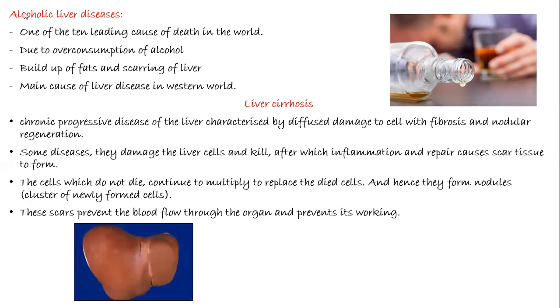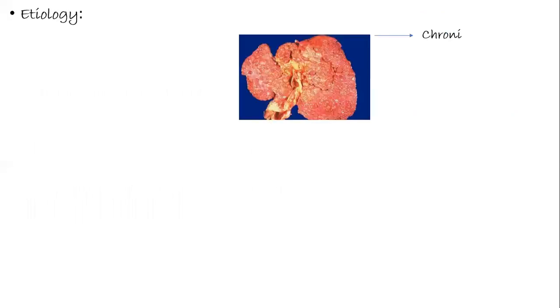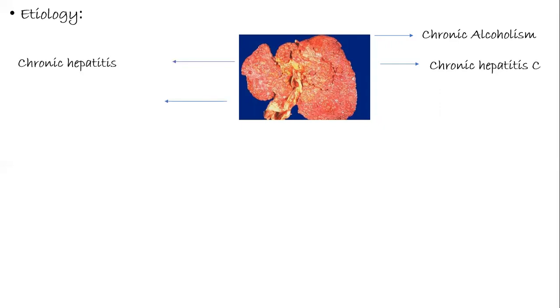So if this is your normal liver, and you are on high consumption of alcohol, your liver becomes like this, and this is only due to inflammation, scarring, tissue death, and hypoxia. Now let's take a look at the etiology of liver cirrhosis. The factors responsible are: first, chronic alcoholism; second, chronic hepatitis C; next, chronic hepatitis B and D, autoimmune hepatitis, and inherited disease.